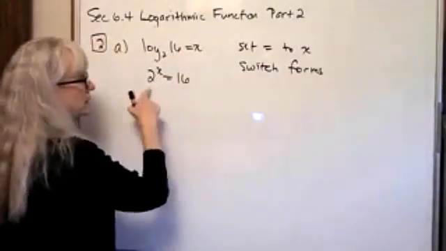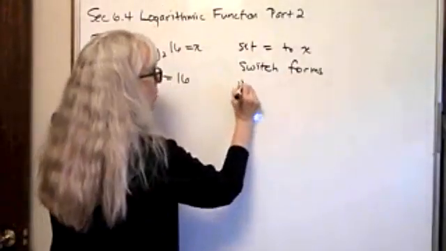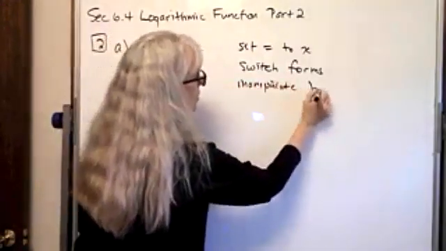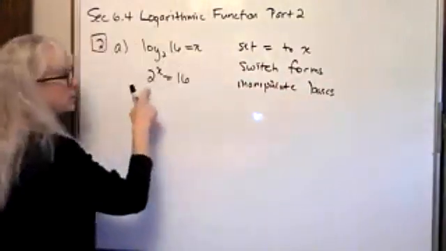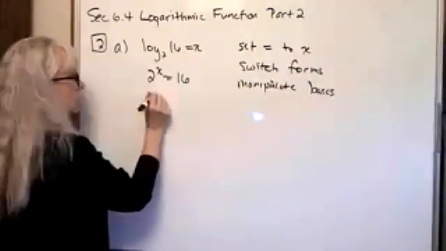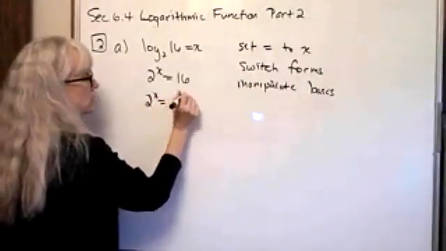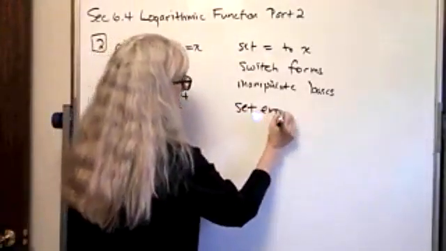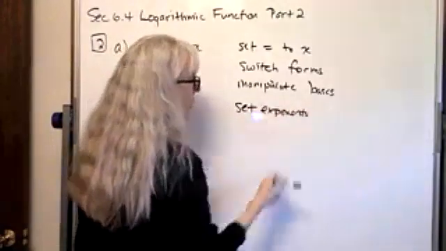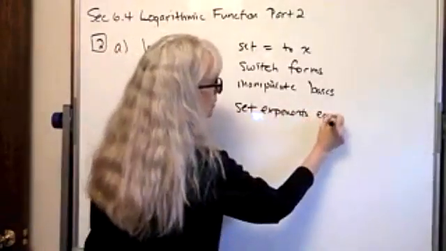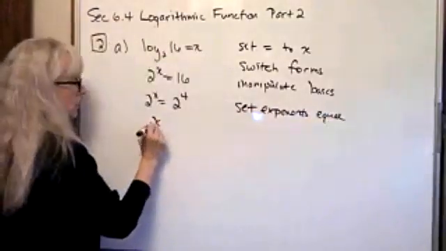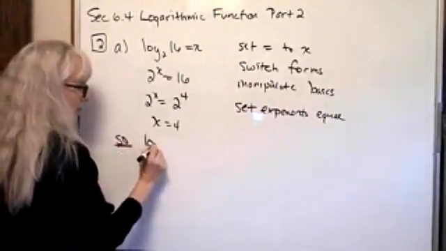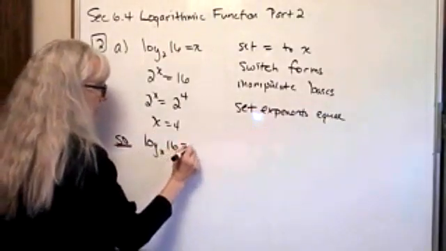We need to make the bases into the same number. So we're going to manipulate the bases. Again, our goal is to make them both into the same number. 2 is prime, so we'll keep the 2, and we can write 16 as 2 to the 4th power. And then we'll set the exponents equal. So again, the second half of this whole thing should make sense because we did this in the previous section. So we know that x is equal to 4. So we know that log base 2 of 16 is going to be equal to 4.